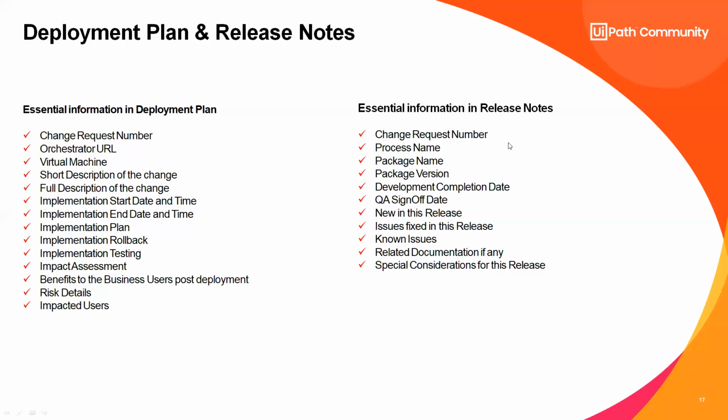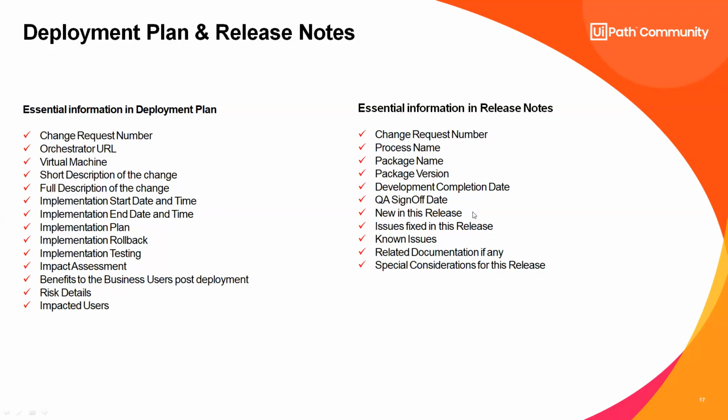So this comes into the picture after the deployment. For example, your deployment has been completed successfully without any issues. Now you should have a track of the release. So obviously your release notes document should contain the change request number, process name, and the package name, and then the package version, and then development completion date, QA sign off date.